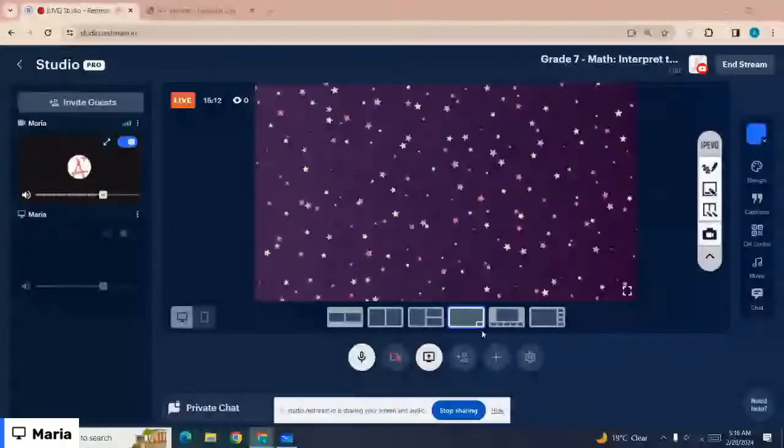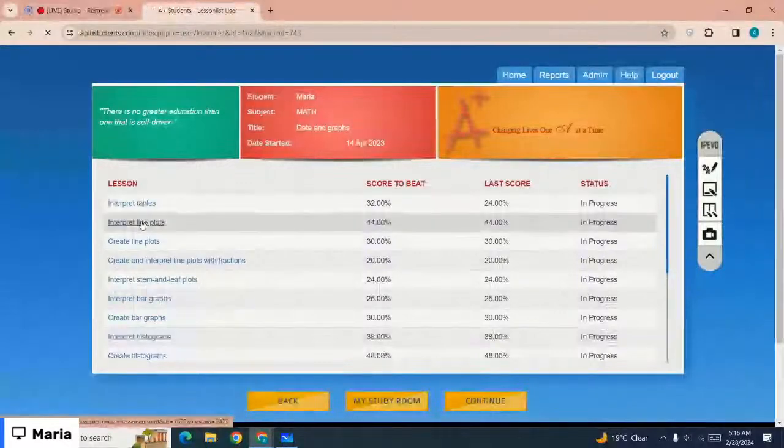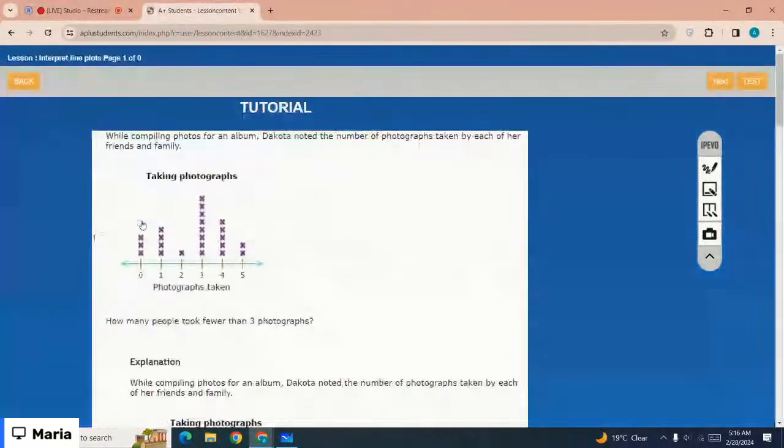Okay, let's just start with the next lesson. The next lesson is interpret line plots. Let's just start with the first example.